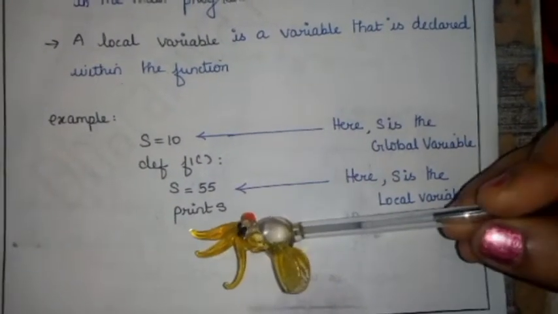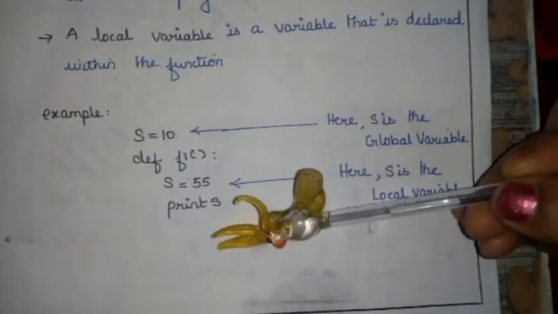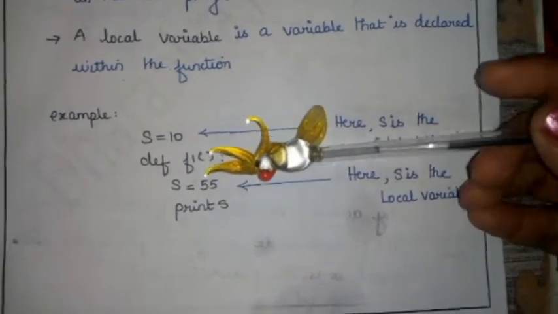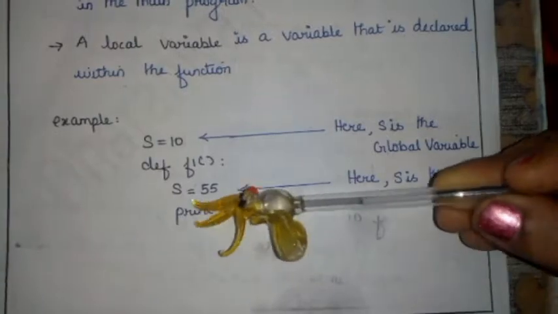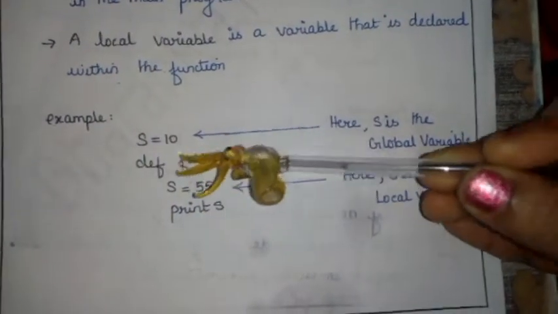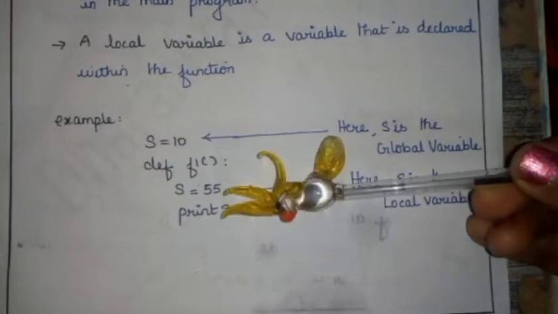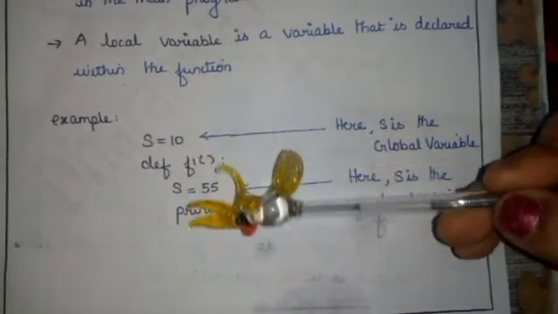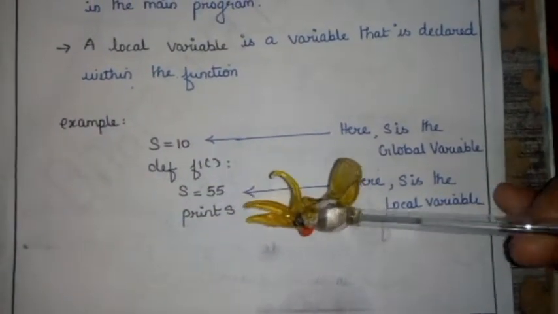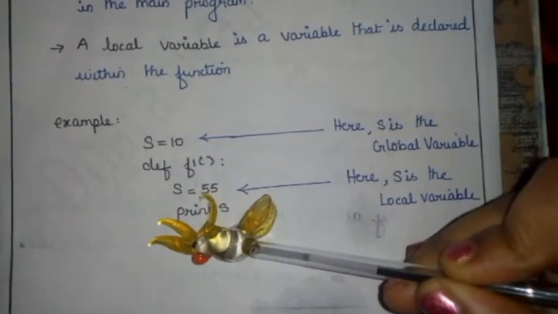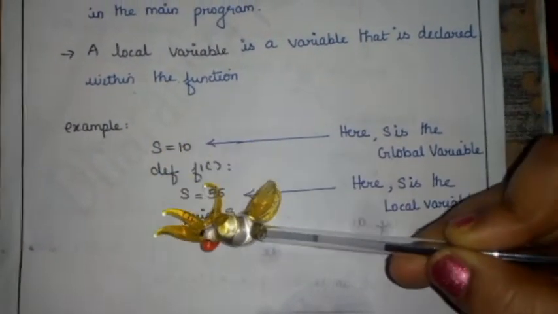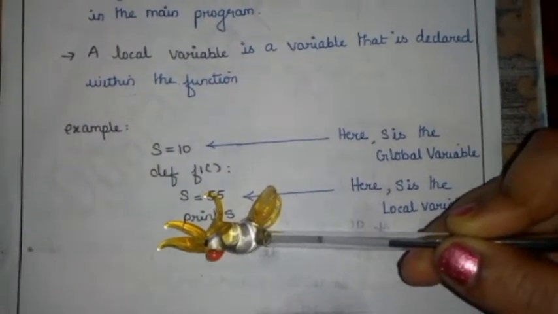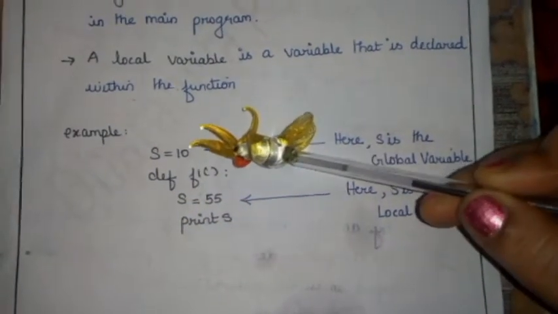In this case, when you print s, can you tell me which will be printed, either the global variable or the local variable? Yes, you're right. s is equal to 5 is within the function, so we are going to print that s. So obviously only this 5 will be printed. If you write another statement, print s, exactly below the def, then the output will be s is equal to 10.